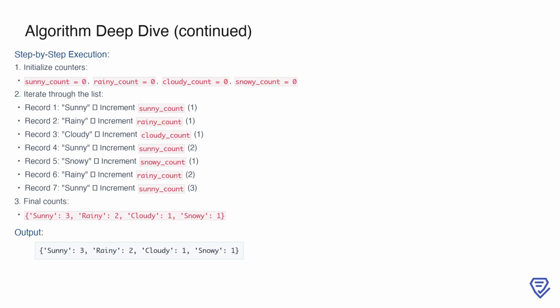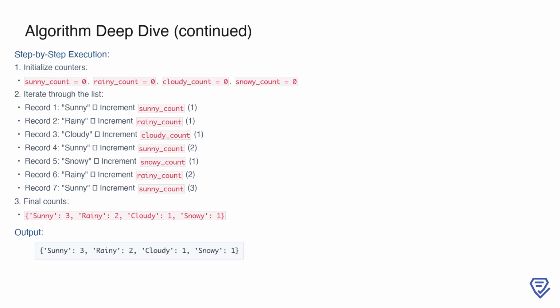Suppose the input list is sunny, rainy, cloudy, sunny, snowy, rainy, sunny. We start by initializing all counters: sunny_count equals 0, rainy_count equals 0, cloudy_count equals 0, and snowy_count equals 0. As we iterate through the list, the first record, sunny, increments sunny_count to 1. The next record, rainy, increments rainy_count to 1. Then, cloudy updates cloudy_count to 1.